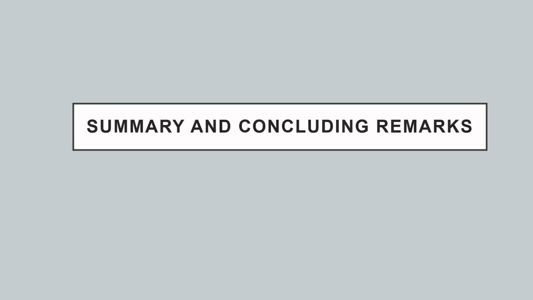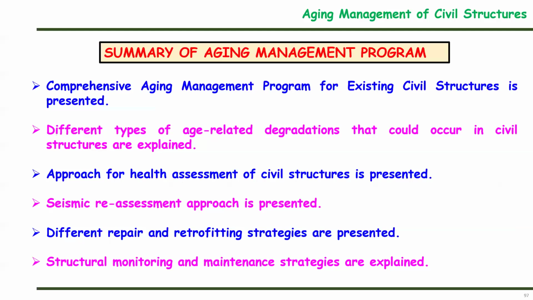Now I will summarize and conclude my presentation. In summary of the aging management program, a comprehensive aging management program for existing civil structures is presented here. Different types of age-related degradations that could occur in civil structures are explained. The approach for health assessment of civil structures is presented. The seismic reassessment approach is presented. Different repair and retrofitting strategies are presented, and structural monitoring and maintenance strategies are explained.